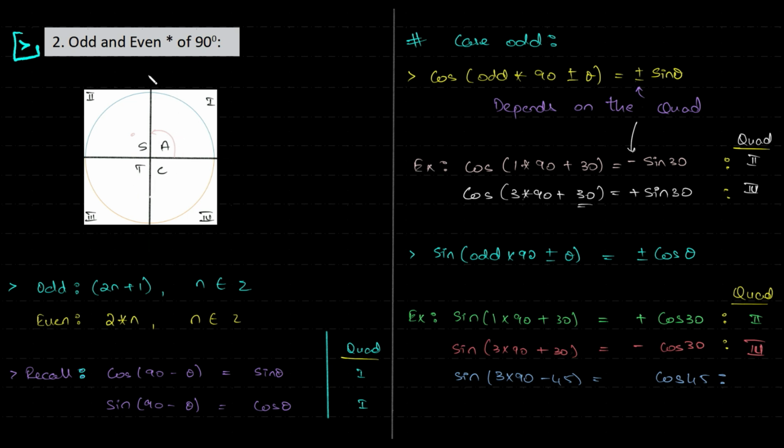Remember, if you guys are not able to understand, this is 1 into 90, this is 2 into 90, this is 3 into 90, and this is 4 into 90, a complete rotation or revolution. So 3 into 90 is over here, minus 45 is third quadrant. So this will be negative. This is third quadrant and this is negative. So I think this example will set your thinking straight.